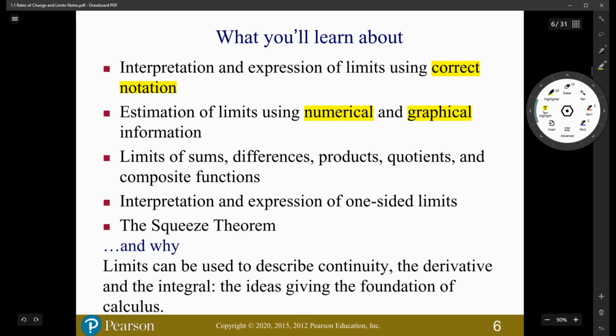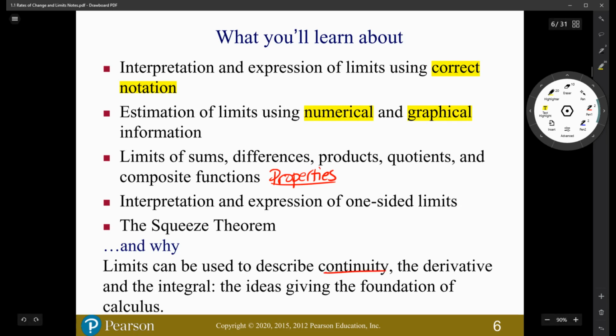Next up, limits of sums, differences, products, quotients, and composite functions. What we're talking about here is the properties of limits, and the interpretation and expression of one-sided limits. And finally, the squeeze theorem. If you're in BC Calc, this will be new to you this year because generally it hasn't been in our AB curriculum before.